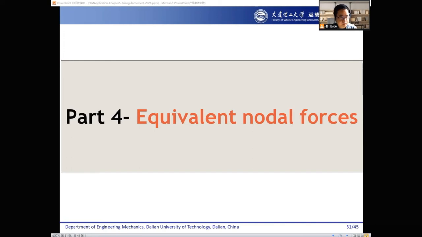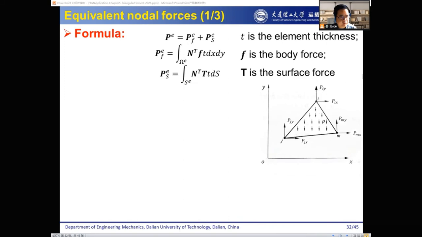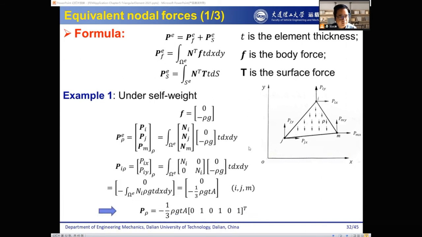Okay, part 4 is the equivalent node forces. So we already mentioned this in the previous chapter for the beam element. So here we just quickly go through this because we use the same approach and we use the same equations, but it's only for the different scenarios. So in the beam chapter, we already know how we work out equivalent node force for the body force and for the surface force, and these are the corresponding formula. And then here we just have a look how we use those formula to work out the equivalent node force for the element nodes.